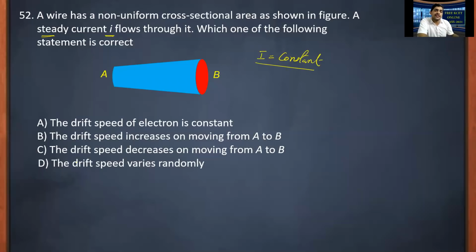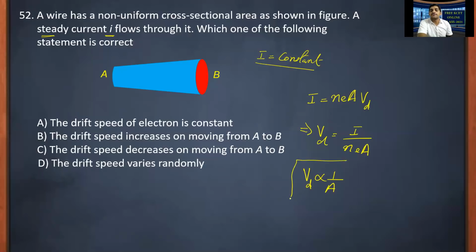All the options are regarding the drift velocity. So let us see what the drift velocity formula we have. I is equal to NEA into VD, or else drift velocity VD is equal to I divided by NEA. It's given that I is steady, so current is not changing. N is anyhow constant, E is anyhow constant. So drift velocity is inversely proportional to area of cross section.